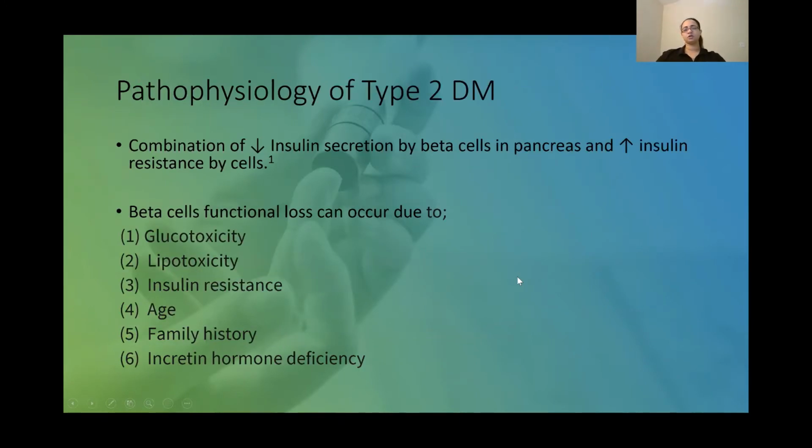For the pathophysiology of type 2 diabetes, it's a combination of decreased insulin secretion by the beta cells in the pancreas and increased insulin resistance by the peripheral body cells. Now, the pancreatic beta cells lose function over time in diabetic patients, and that could be due to glucotoxicity, lipotoxicity, insulin resistance, advanced age, family history, and incretin hormone deficiency.